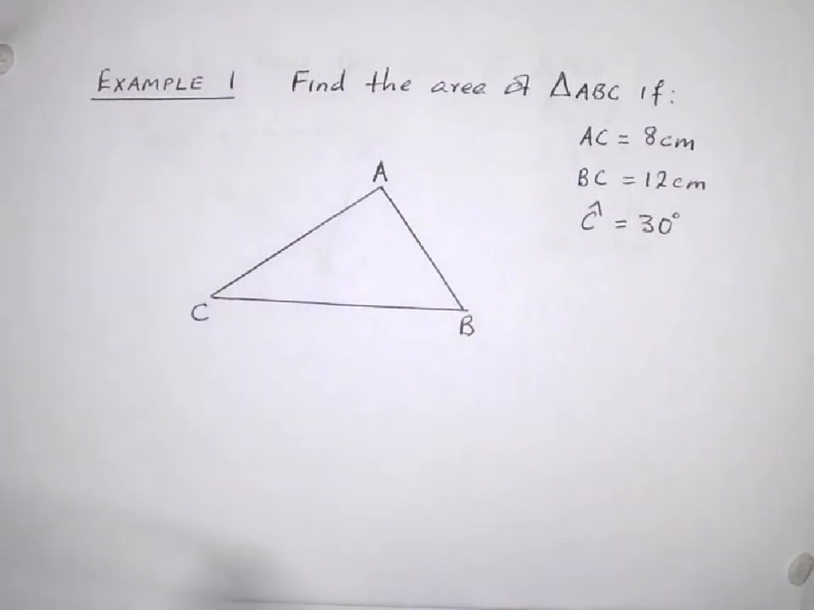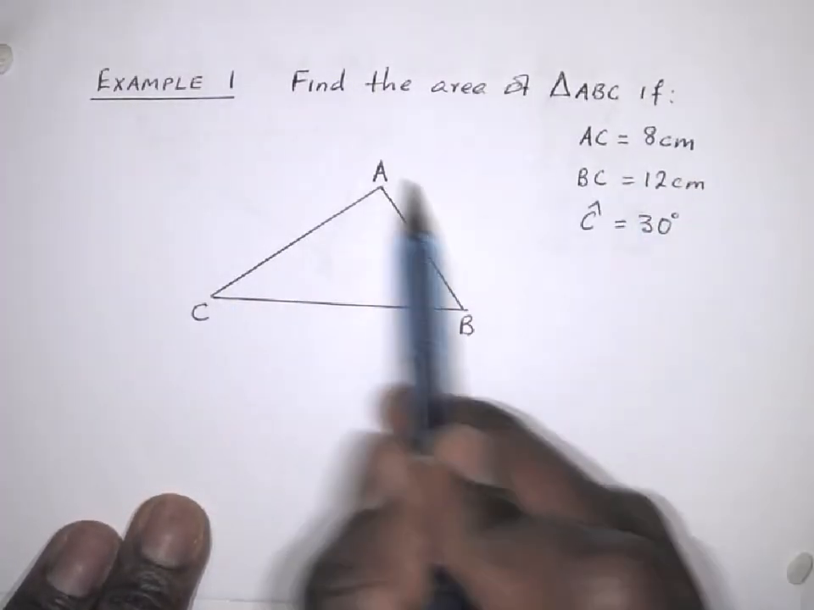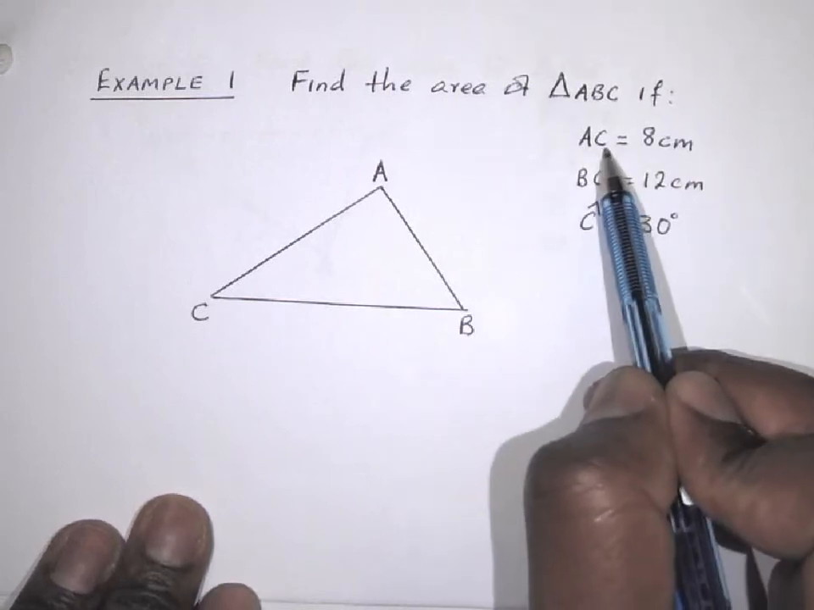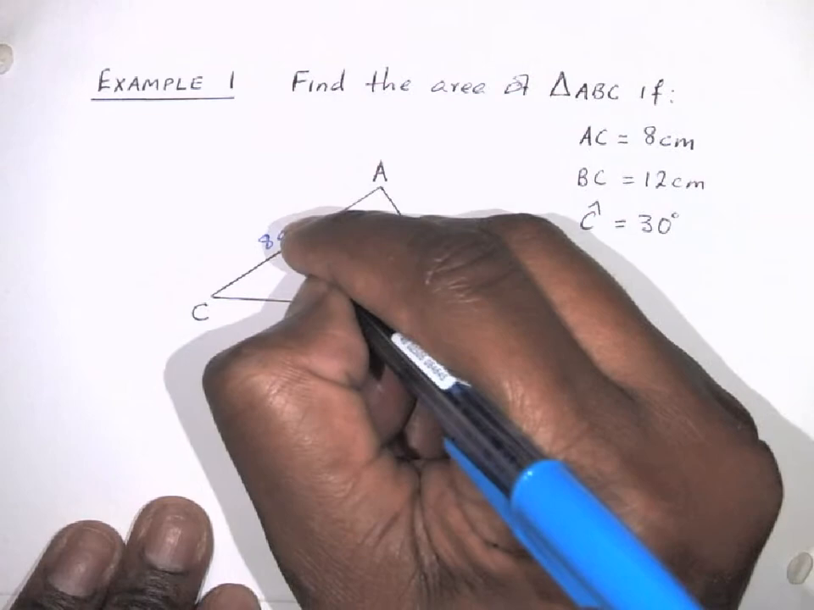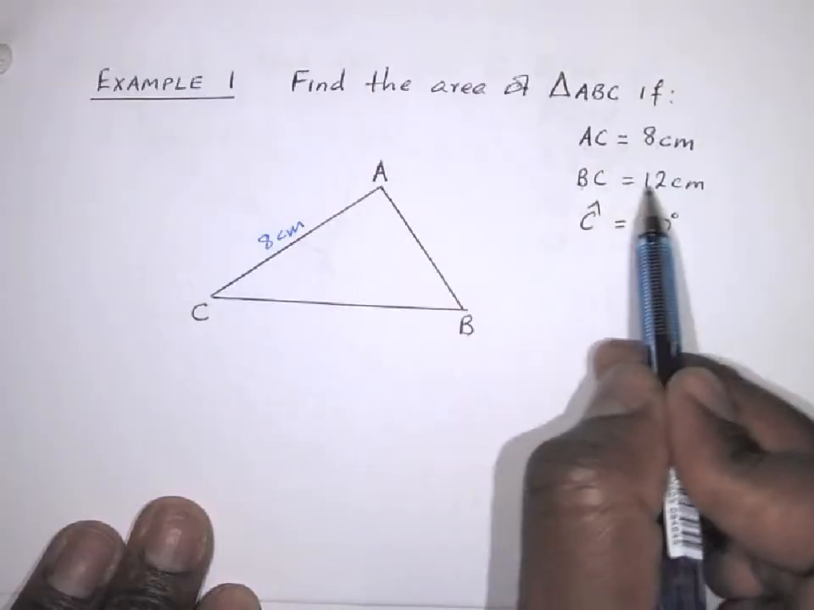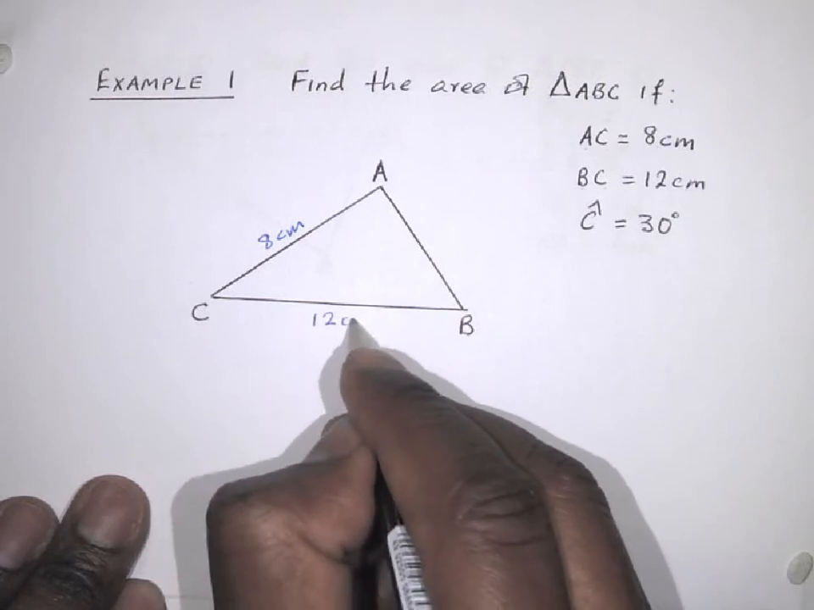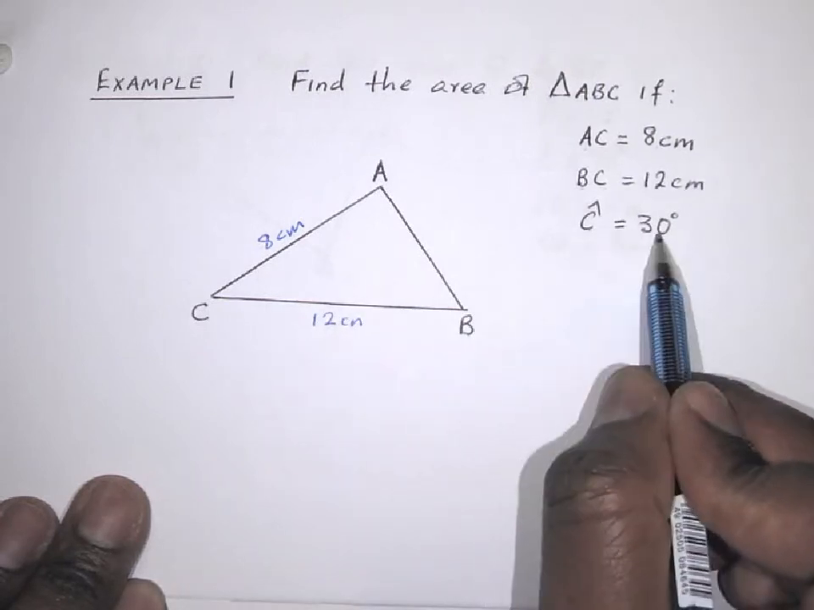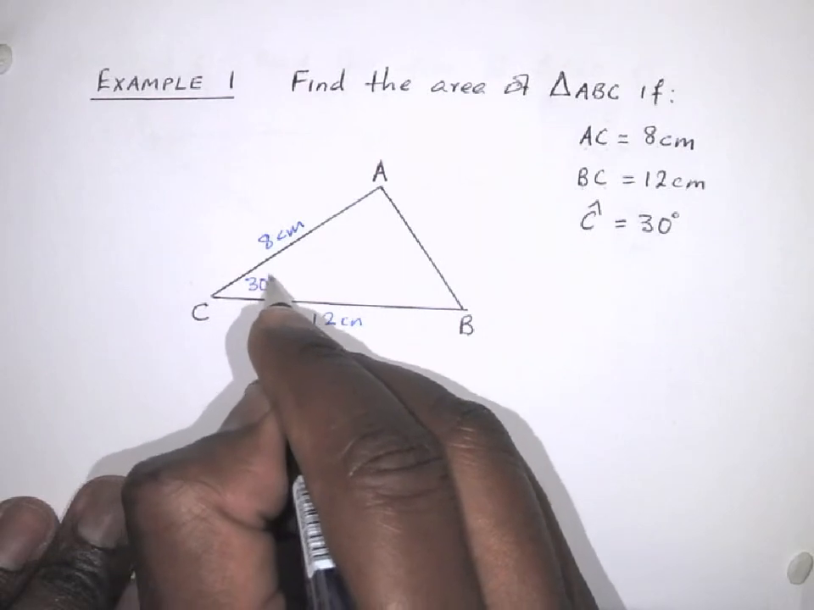They give us something like this. They say, find the area of this triangle. They give us the lengths. Let's fill in the lengths and see what we have. AC is 8 centimeters, so I've got 8 centimeters over there. BC is 12 centimeters. Angle C is 30 degrees. I've got 30 degrees over there.